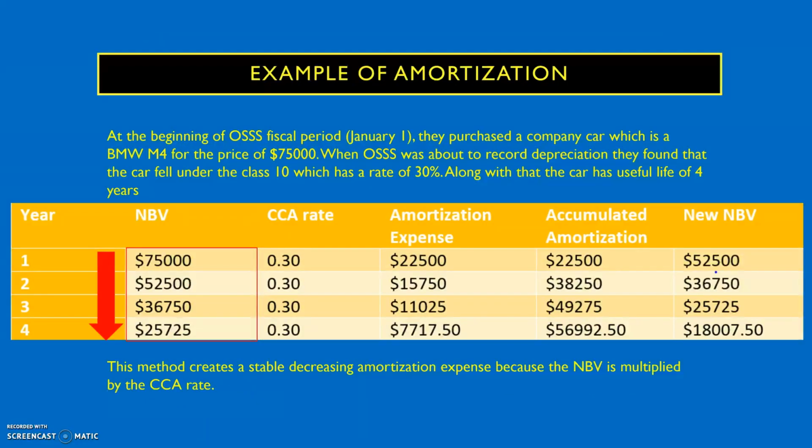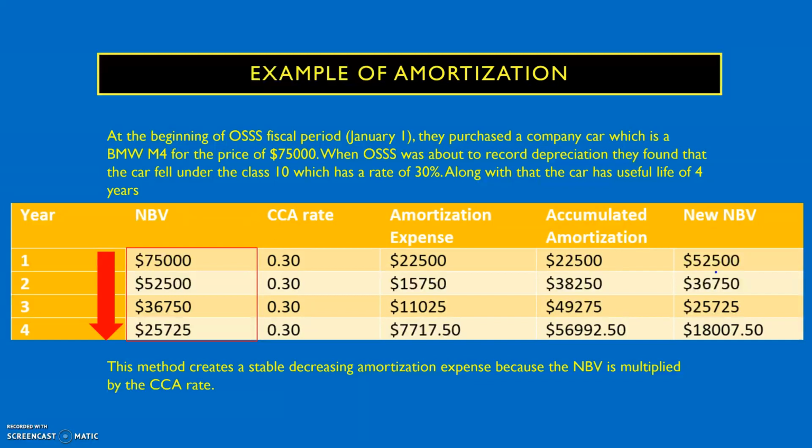So an example. At the beginning of the OSSS fiscal period, January 1st, they purchased a company car, a BMW M4, for the price of $75,000. When OSSS was about to record depreciation, they found that the car fell under Class 10, which has a rate of 30%. Along with that, the car has a useful life of 4 years. That useful life was provided to us by the CRA, because we as a company cannot make up our own useful life.